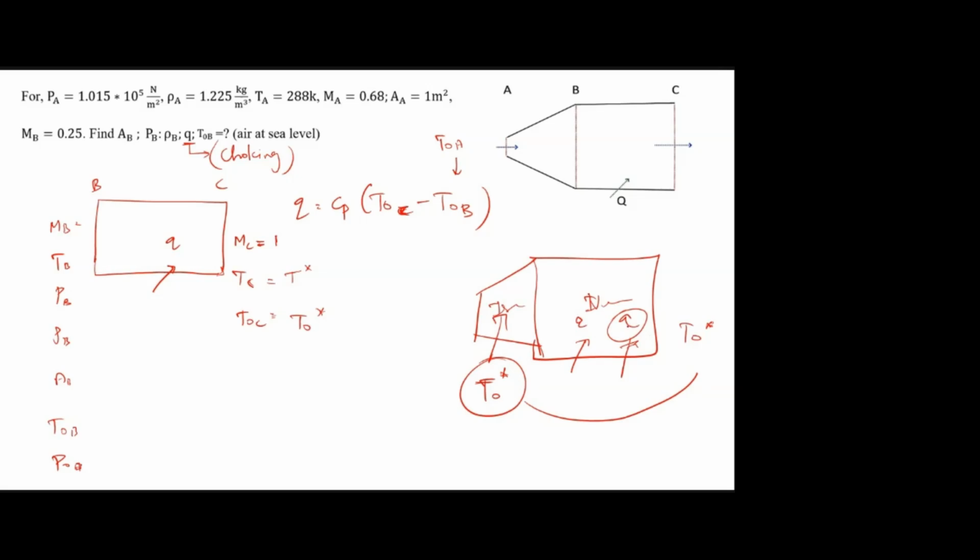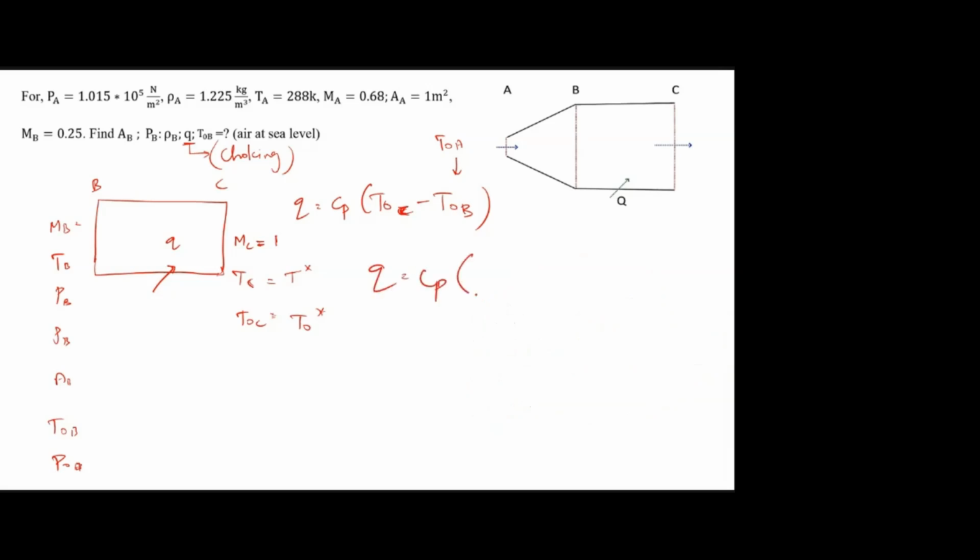If there is no Q added in this duct, then this T naught star may be equal. But because of this Q, the flow becomes non-isentropic. Now we are getting a different T naught star, so you should not take the earlier one. The modified formula is: instead of T naught C we need T naught star, and instead of T naught B we have T naught A, which we already found. So this value we know, Cp also we know.